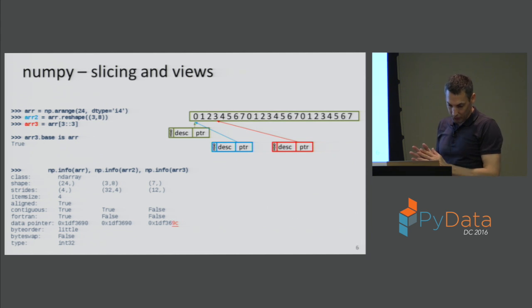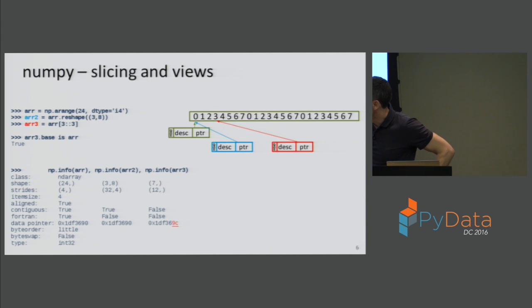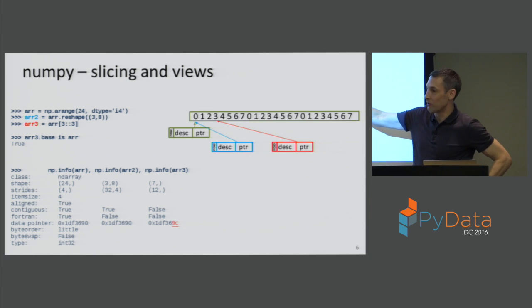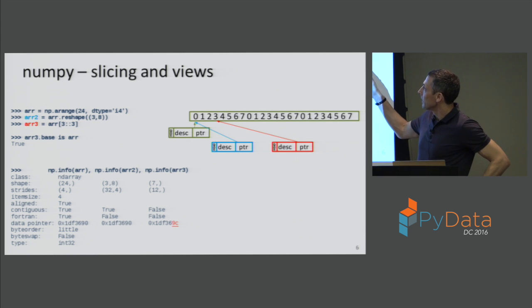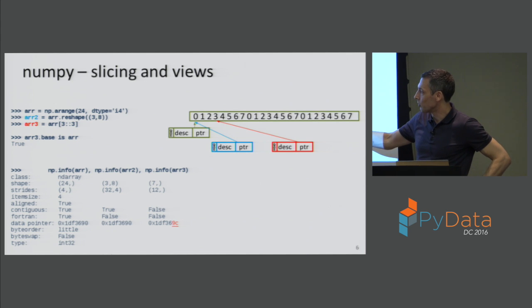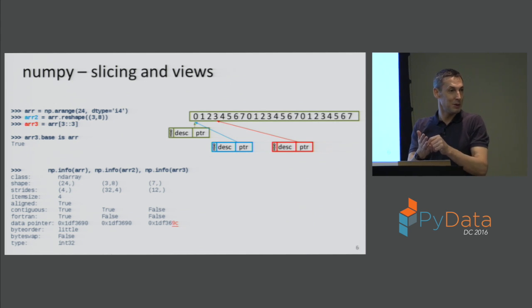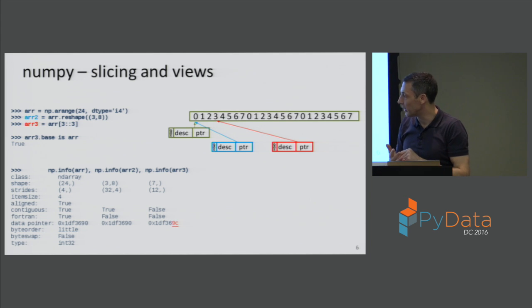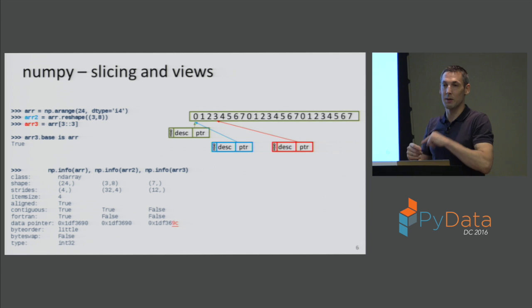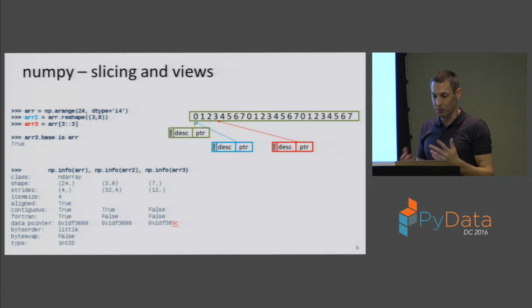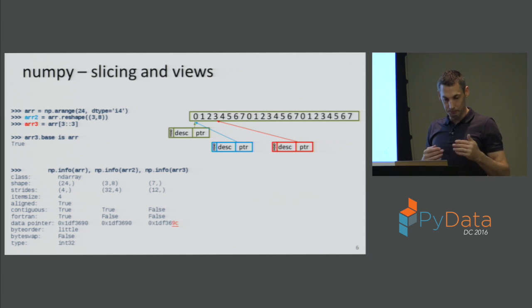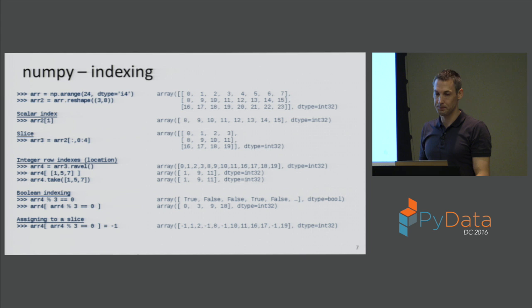An easy way to also see what's going on is this data pointer line here, which shows that the first two arrays are referring to exactly the same block of memory. The third array is referring to the same memory, but its starting point is 12 bytes further on. So it's able to start at an offset inside that block of memory. And this is something that Pandas will use when we're getting subsets of a data table. It will use a very similar thing.